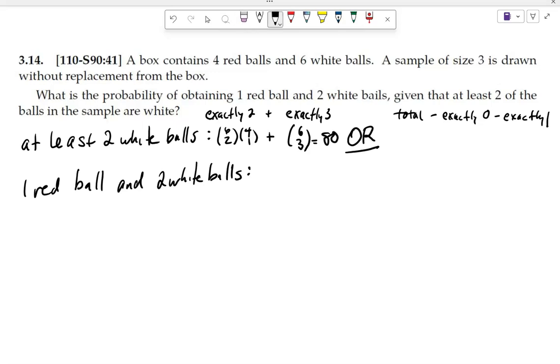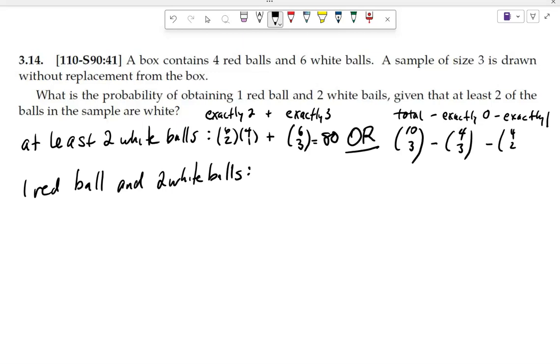Let's see if we get the same number the other way. If you do it the complement, you should get the exact same number. Okay? Total number of ways to draw 3 balls out of 10. It's 10 choose 3, right? That'd be the total number of possibilities for drawing. How many contain no white balls? 4 choose 3, because they all had to be red. How many ways are there to choose exactly one white ball?